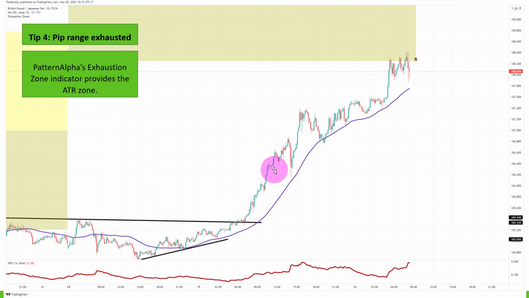So if you're in a long trade, you could, for example, use the exhaustion zone to time your targets. When the market reaches the exhaustion zone, you really want to think about taking profits because it's not super likely to see more moves here and you can avoid giving back profits.